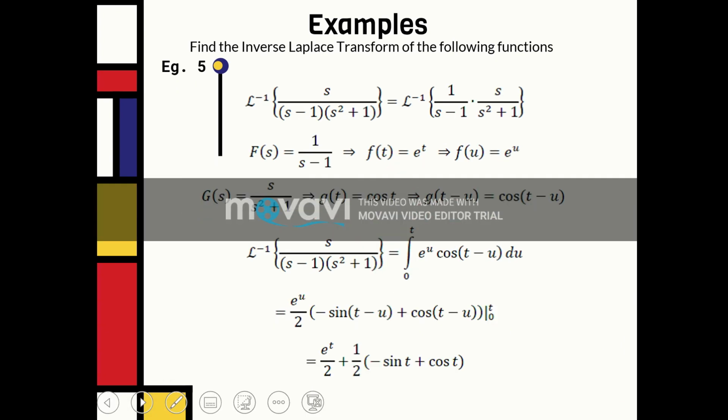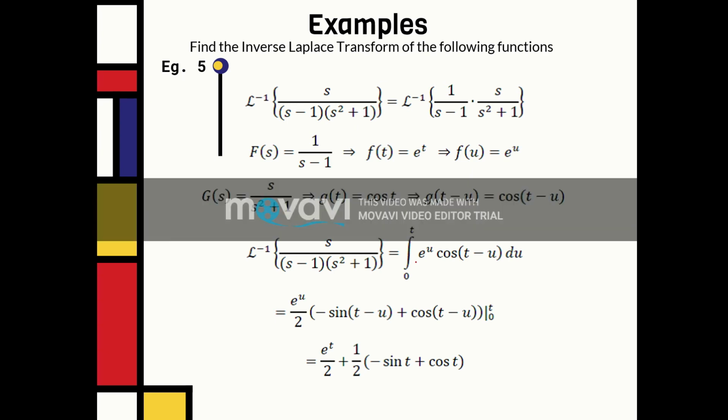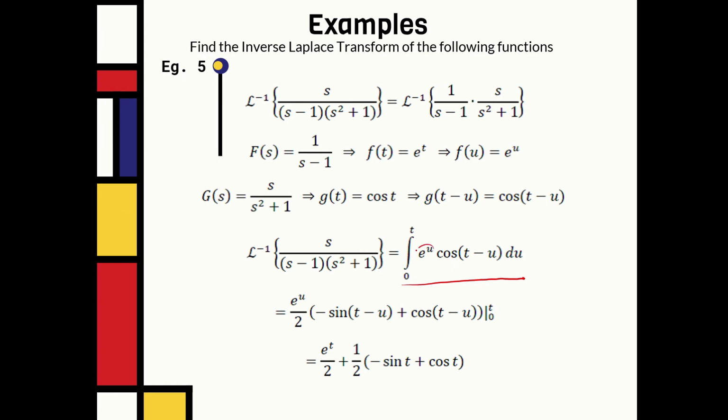Okay, this is example 5. I'll just go through the solution. So we have fu equals exponent u, g(t minus u) equals cos(t minus u), right? And then you can see the integration formula of the convolution theorem, you have to solve the integration of exponent u cos(t minus u). You can see that it is a multiplication of an exponent function and a trigonometric function.